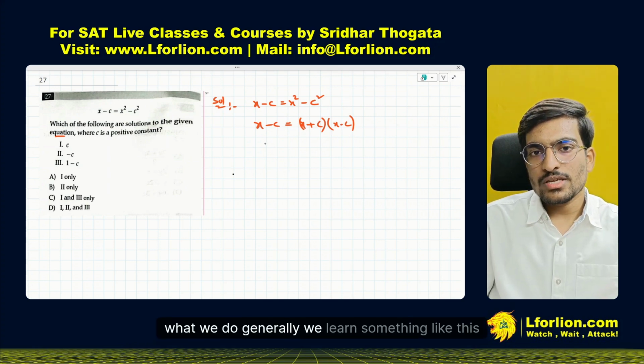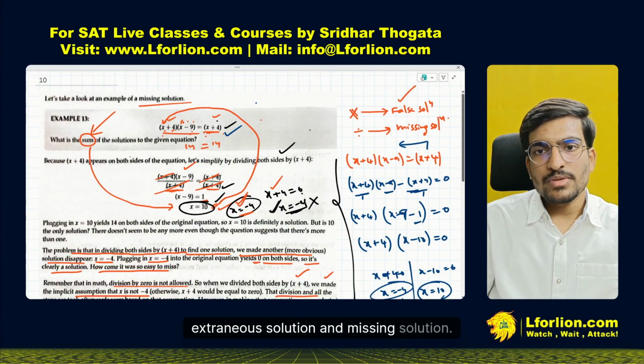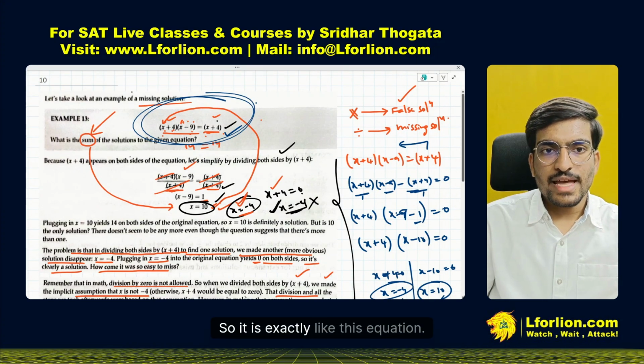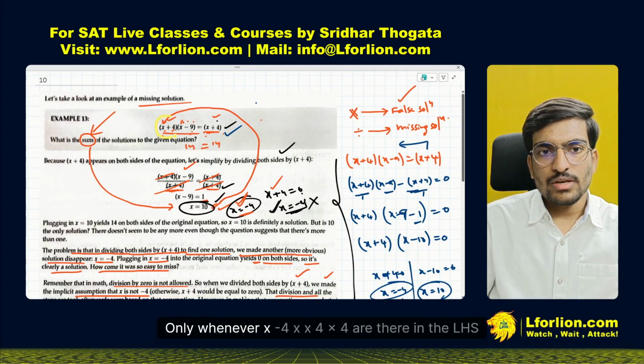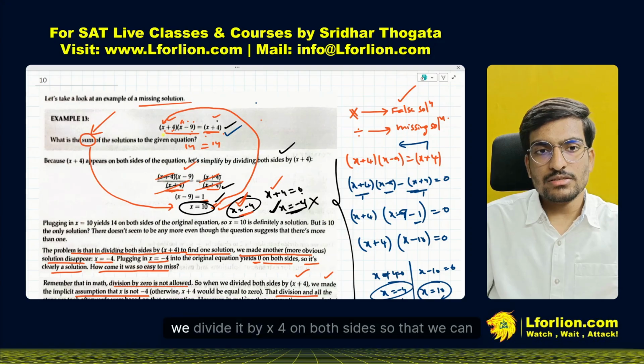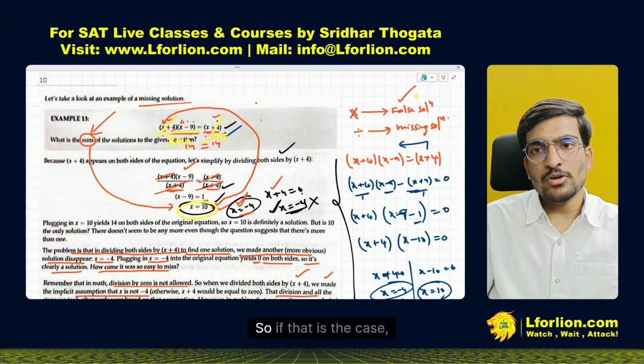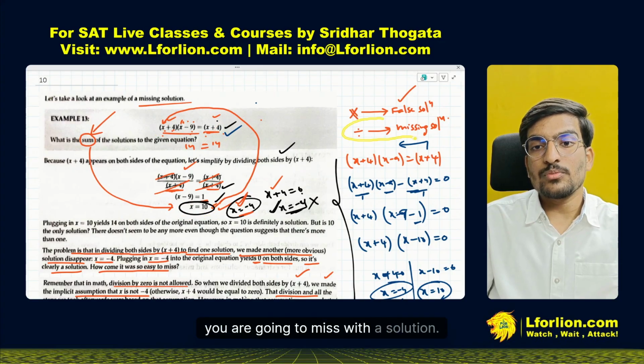What we generally learn is something like this: extraneous solution and missing solution. It is exactly like this equation only. Whenever x minus 4 or x plus 4 are there on the LHS and RHS, we divide by x plus 4 on both sides so that we can cross it out and easily get the value of x. But if that is the case, we are going to miss a solution.